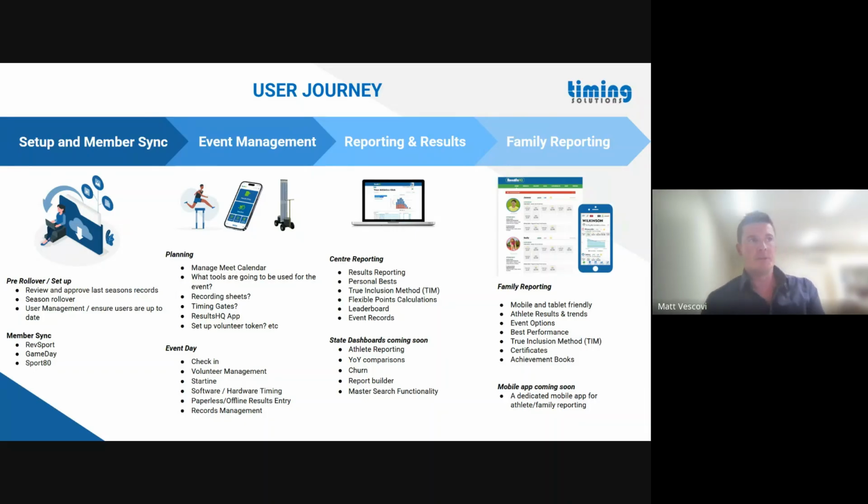We will talk a bit about reporting. So obviously once you've got your results in the system through your event management steps, there's a number of report outputs that you might be interested in, whether that's results reporting or points reporting. We might touch a little bit on the family reporting. So obviously with ResultsHQ, your families and your athletes have their own profiles, and they can see real-time results as they're uploaded. And there's a few different options that may be of interest in that space.